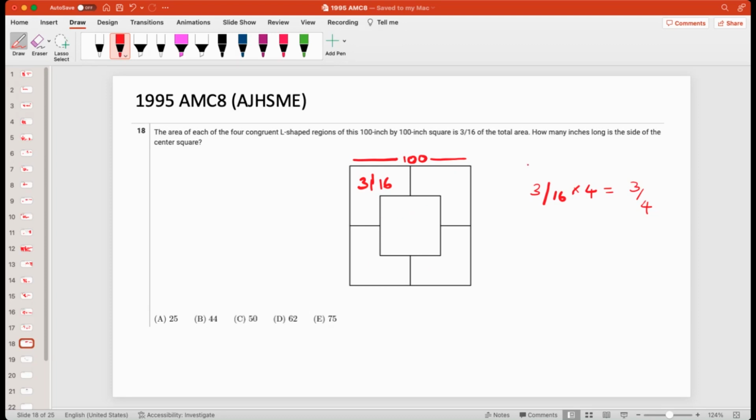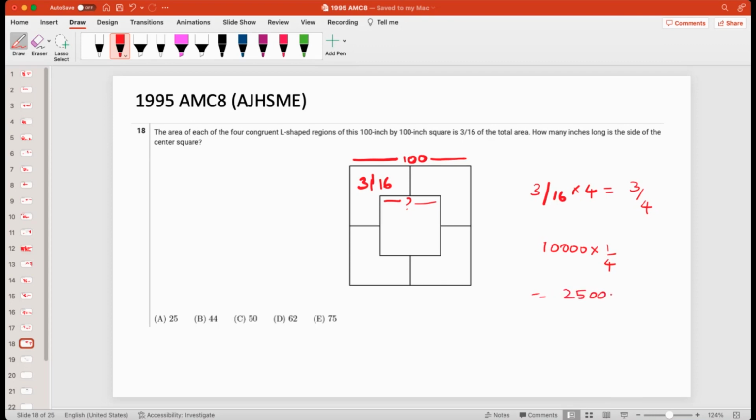Now what do they want? How many inches long is the side of the center square? If we find the area of this, obviously we'll be able to find the side, right? So what is the area of this 100 inch by 100 inch square? It will be 100 into 100, so that will be 10,000. The L-shaped regions are 3 by 4, so the center square is going to be 1 by 4 of this, correct?